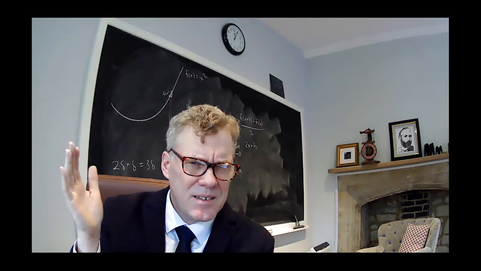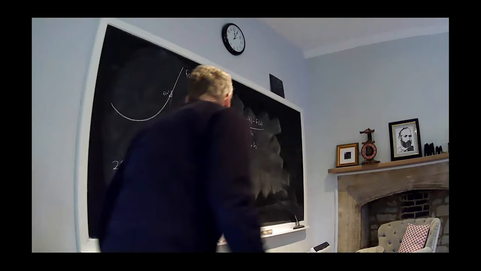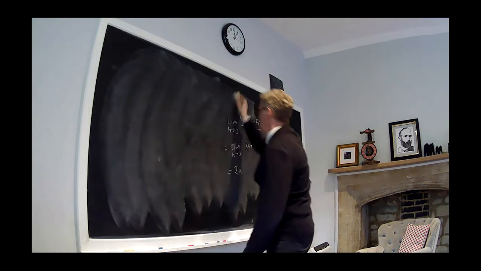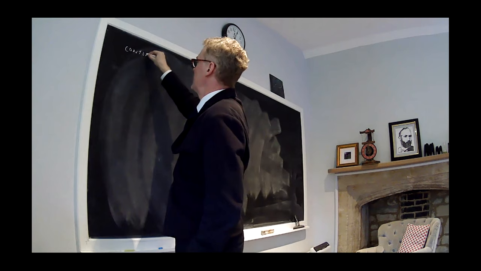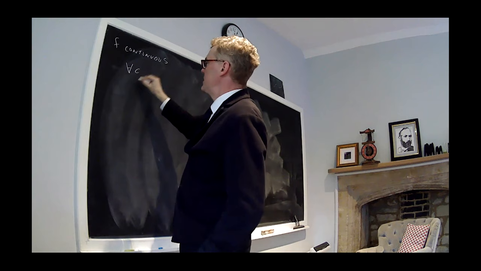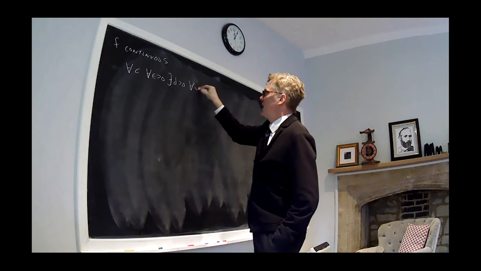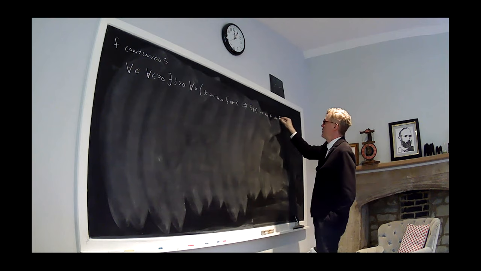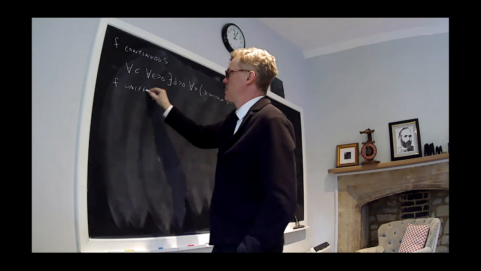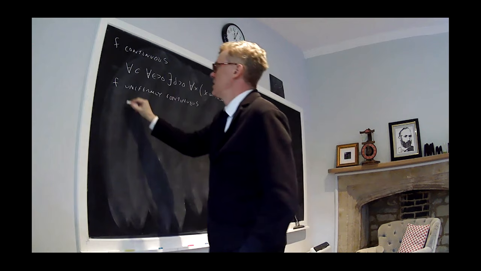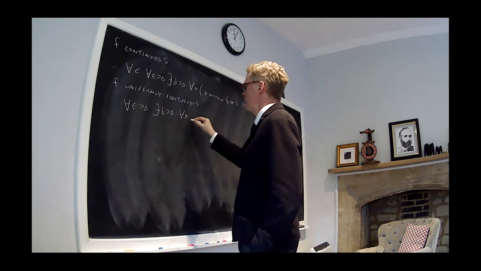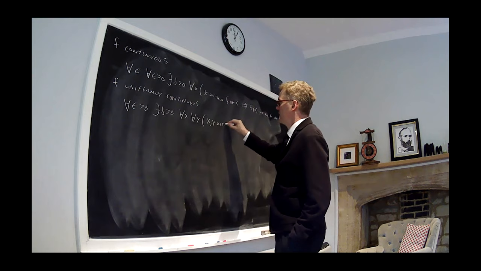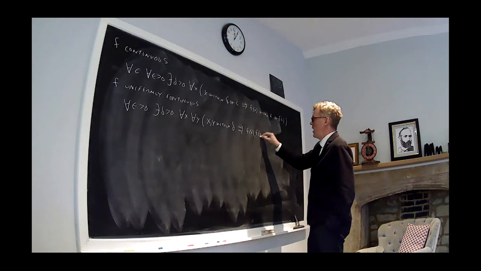Because continuity said, let's write them down here and compare them. So f is continuous means that for every point C, for every positive epsilon, there is a delta so that for every x, if x is within delta of C, then f of x is within epsilon of f of C. Okay, that's what we had before. Now, f is uniformly continuous means for every positive epsilon, there is a delta so that for every x and for every y, if x and y are within delta, then f of x and f of y are within epsilon. This y is sort of like the C up there.